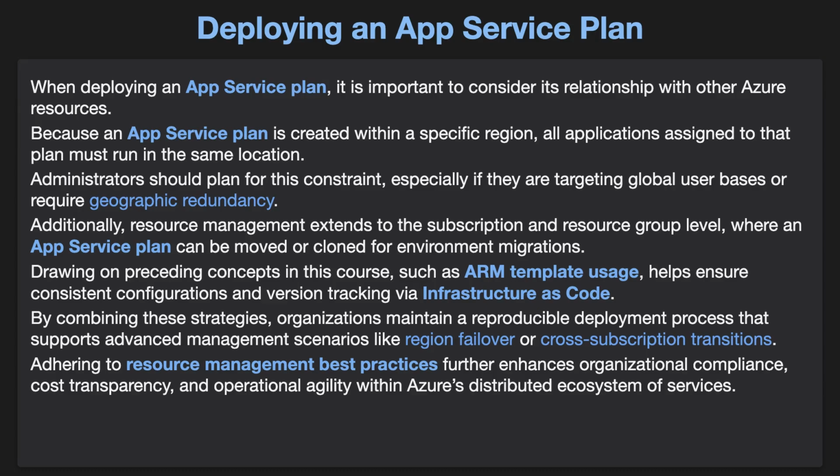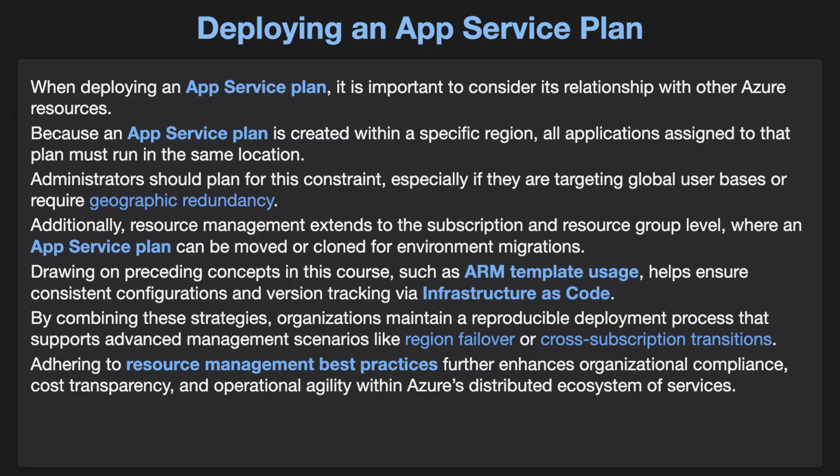Additionally, resource management extends to the subscription and resource group level, where an app service plan can be moved or cloned for environment migrations. Drawing on preceding concepts in this course, such as ARM template usage, helps ensure consistent configurations and version tracking via infrastructure as code. By combining these strategies, organizations maintain a reproducible deployment process that supports advanced management scenarios like region failover or cross-subscription transitions. Adhering to resource management best practices further enhances organizational compliance, cost transparency, and operational agility within Azure's distributed ecosystem of services.